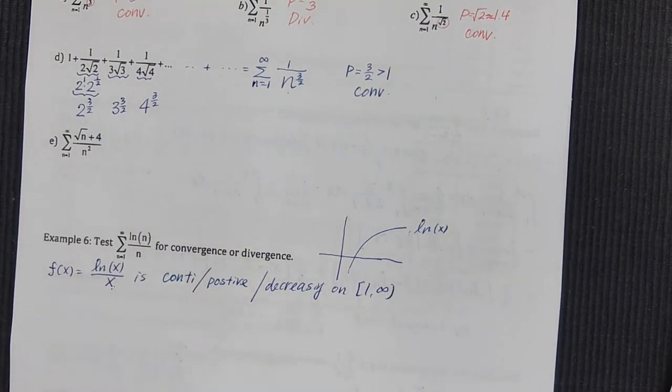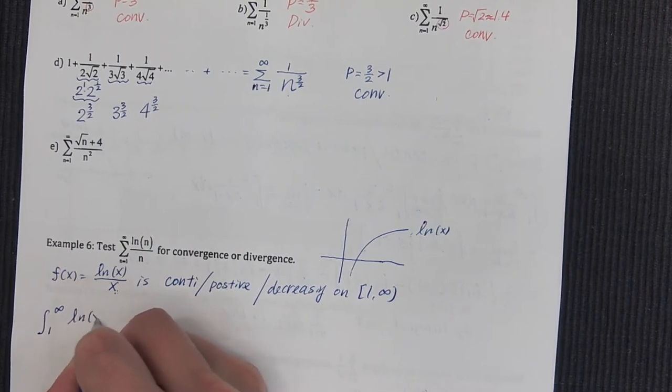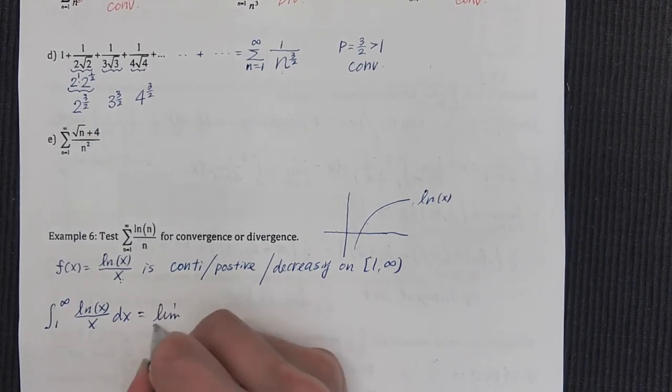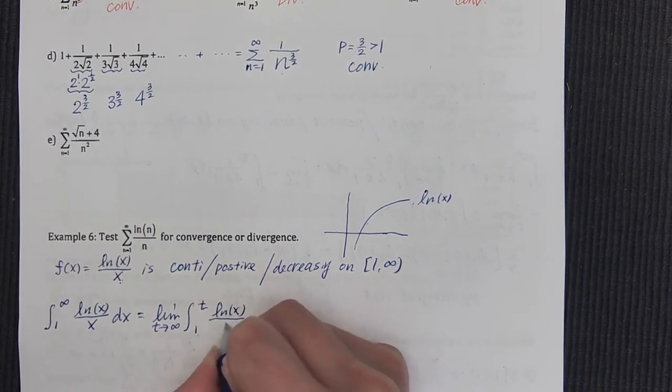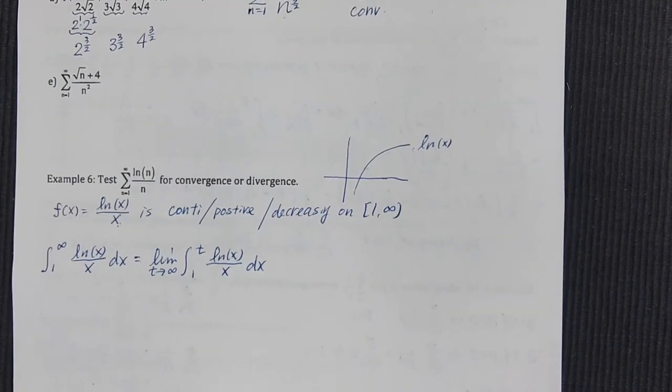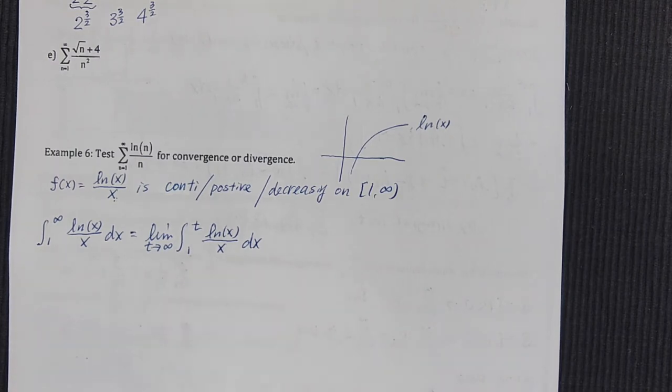So I'm ready to take the integral test, from 1 to infinity. But again, just make sure you know how to take the integral. How do you do it? Right, limit as t approaches infinity, integral from 1 to t of natural log x over x dx. Let you think about it. Can you take that integral? Do you have any idea how to take that integral? I want to make sure you guys know how to take this integral.